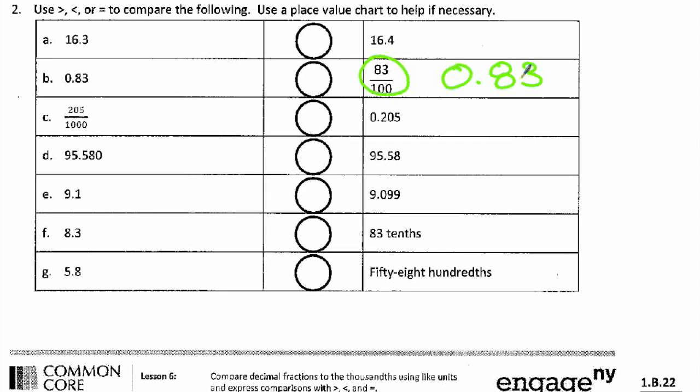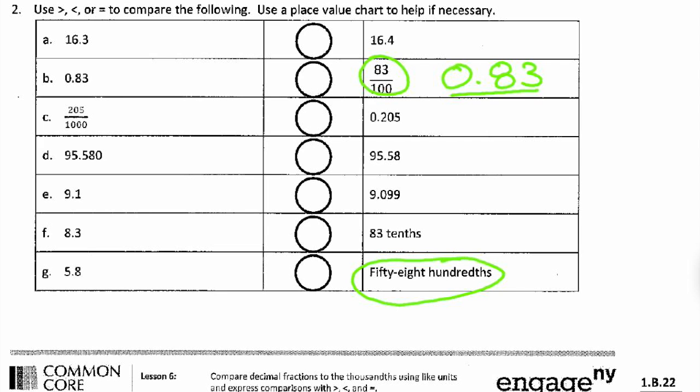So when you have a number that looks like a fraction, or if you have something like this that is word form, put it in standard form first. Remember, standard form is when you write the number out like this. Okay, so try A through G with your neighbor, and we will go over these in a few minutes.